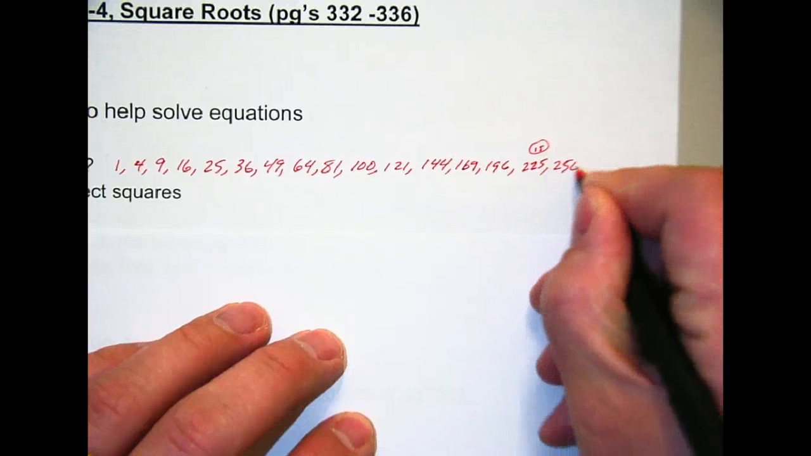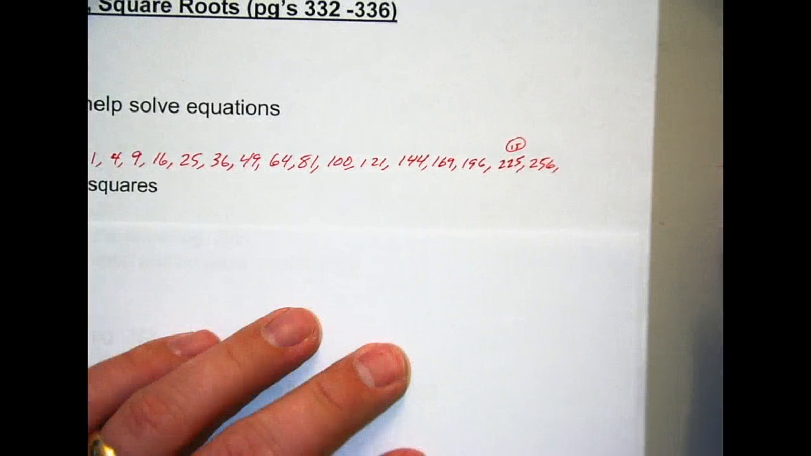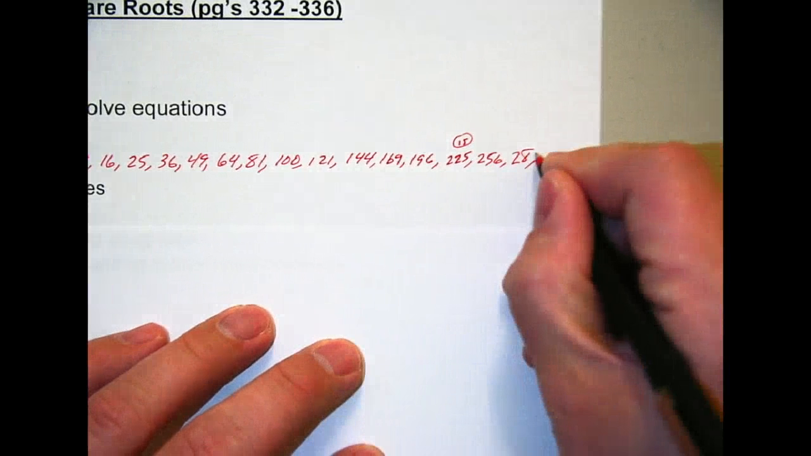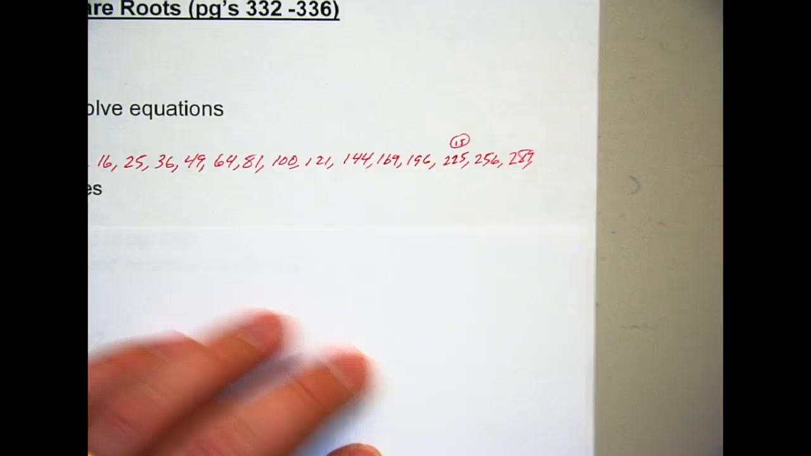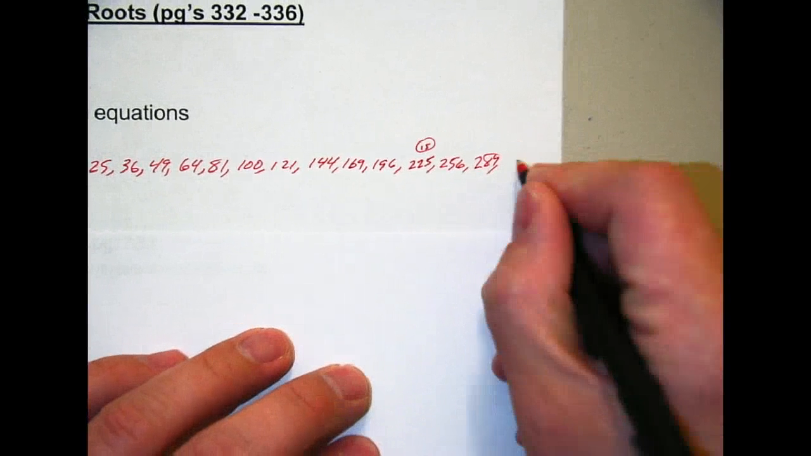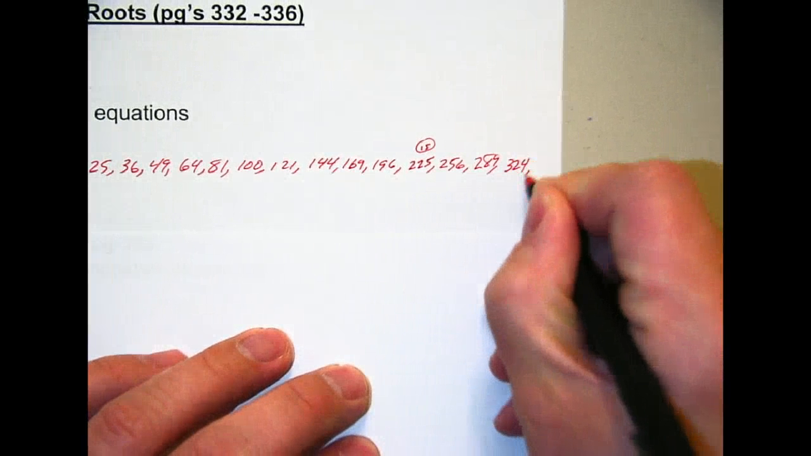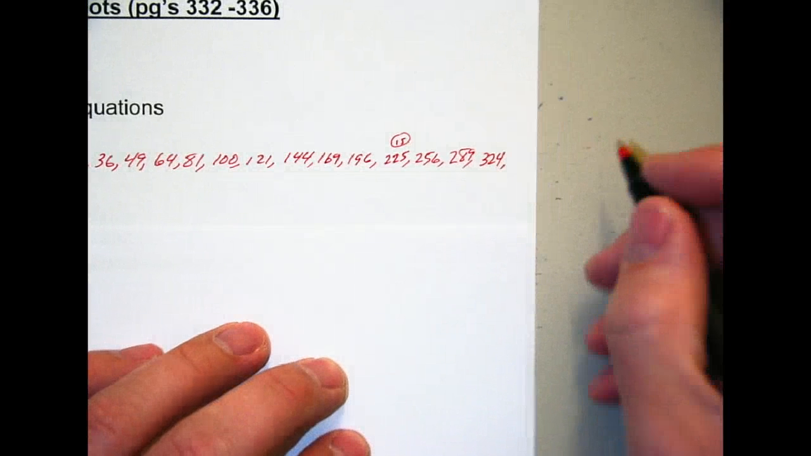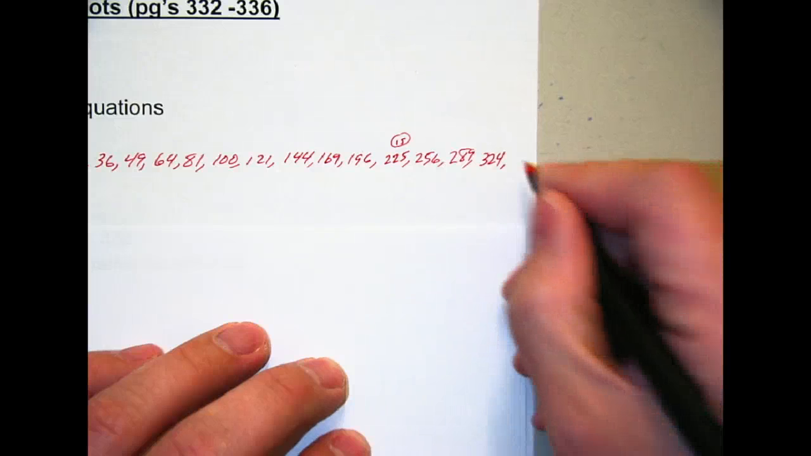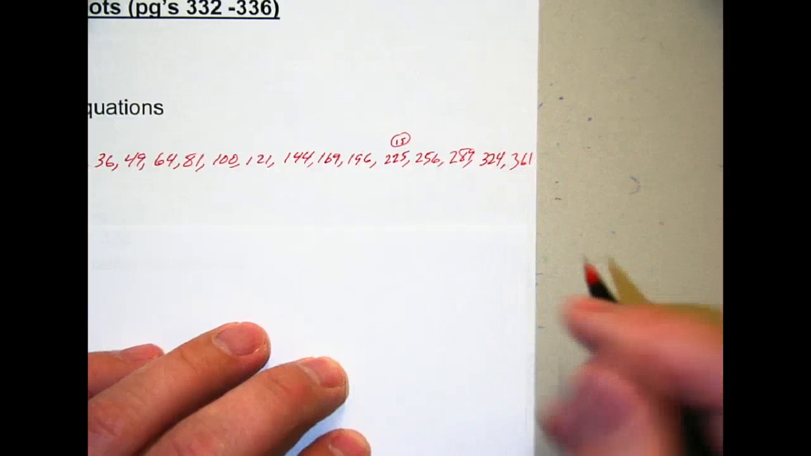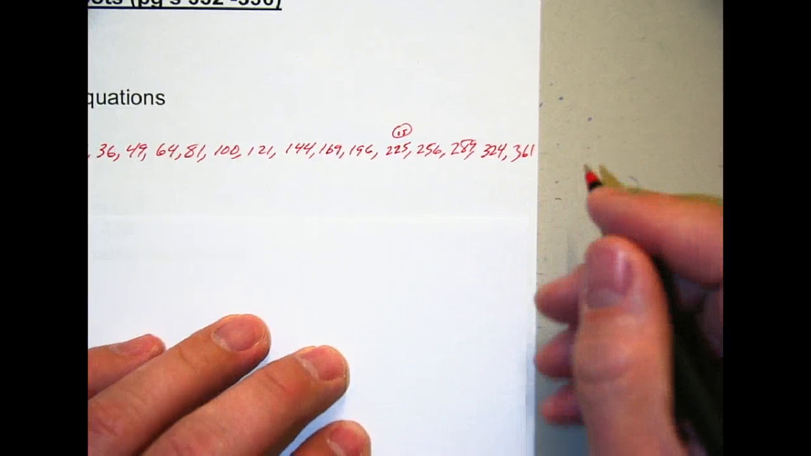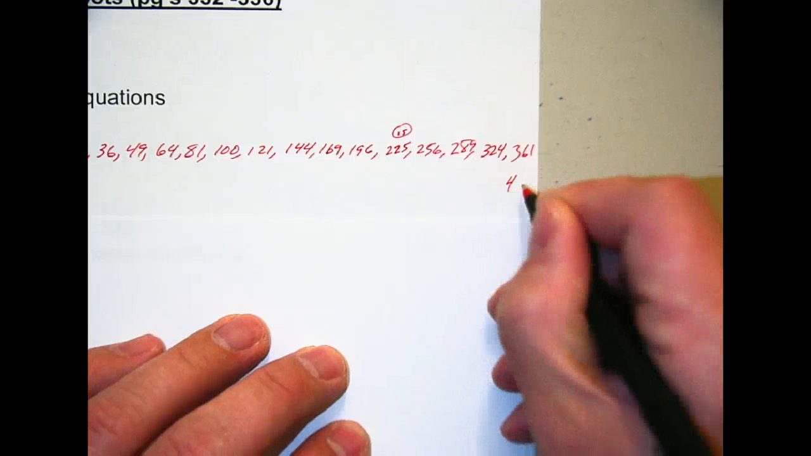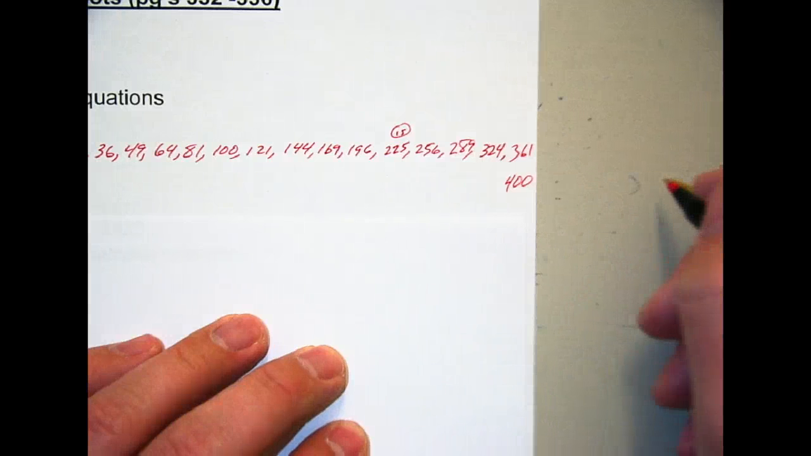256 is 16. 17? Yeah? 289. 18. 324. 19. Yeah? 361. 20. Yeah? Good. 20 is just 2 times 2 with 2 zeros. 400. Okay.